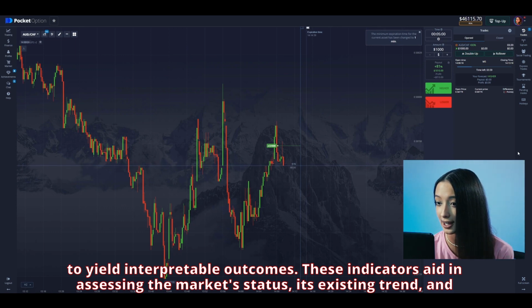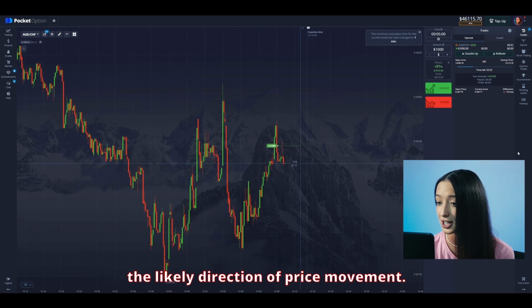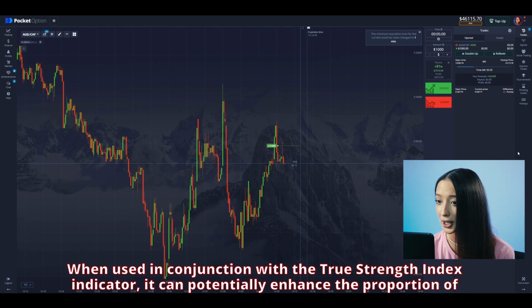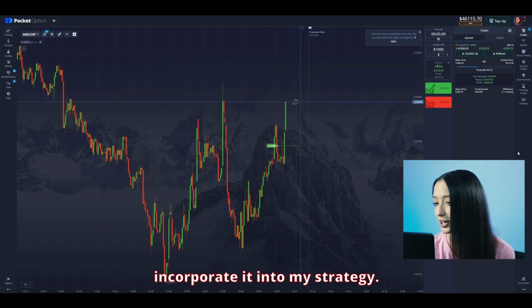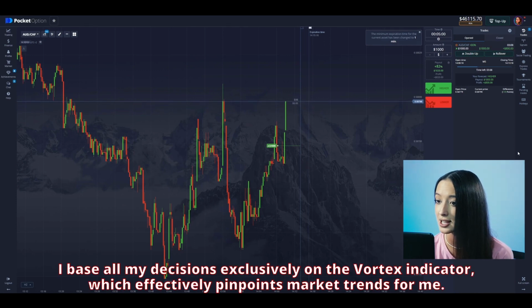These indicators aid in assessing the market status, its current trend, and the likely direction of price movement. When used in conjunction with a True Strength Index indicator, it can potentially enhance the proportion of profitable trades. However, I must admit that I don't have a strong preference for TSI, so I opt not to incorporate it into my strategy. I base all my decisions exclusively on the Vortex indicator, which effectively pinpoints market trends for me.